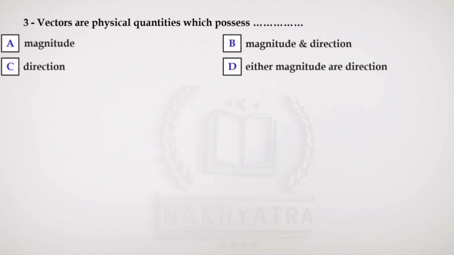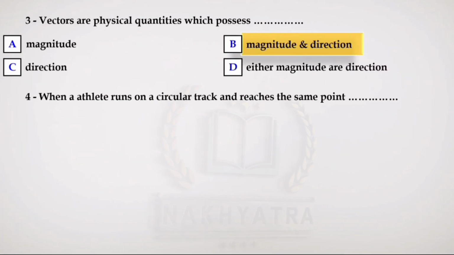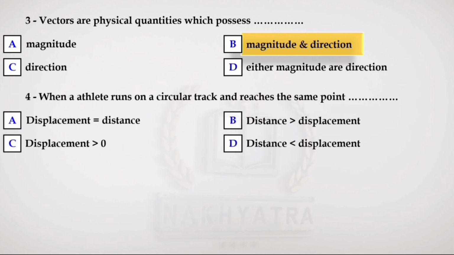Now see the third question. Vectors are physical quantities which possess. Can you guess the answer? Yes. Which possess magnitude and direction. Next, see question number 4. When an athlete runs on a circular track and reaches the same point, four options are given. Now try to do the answer by yourself. Yes, it is distance is greater than displacement. Right?